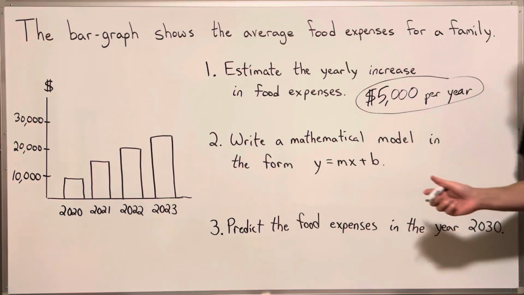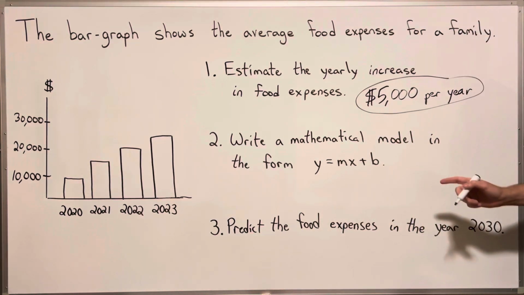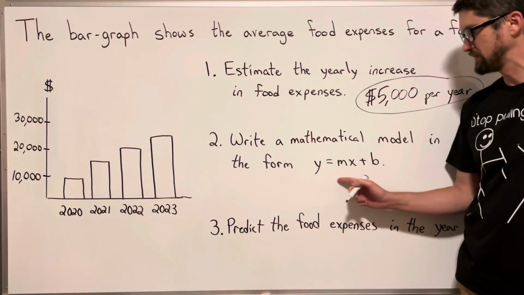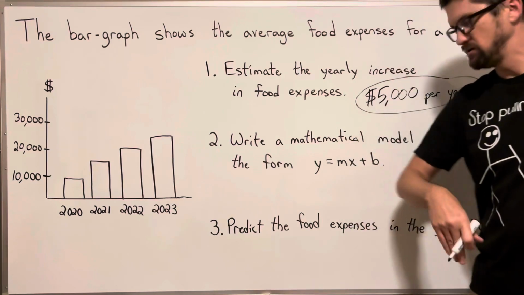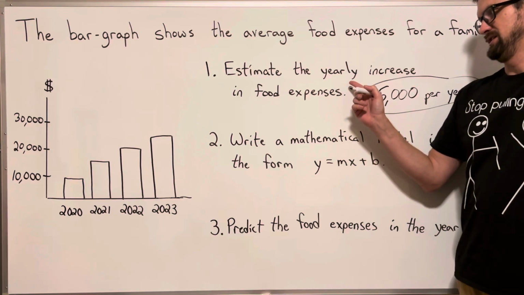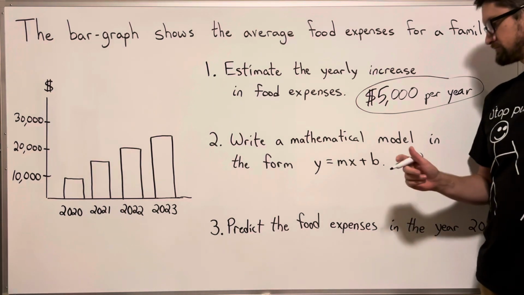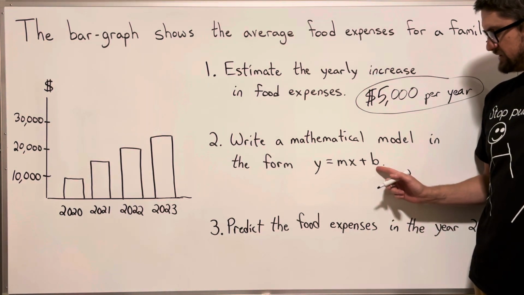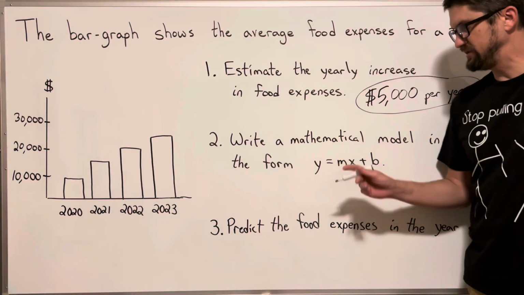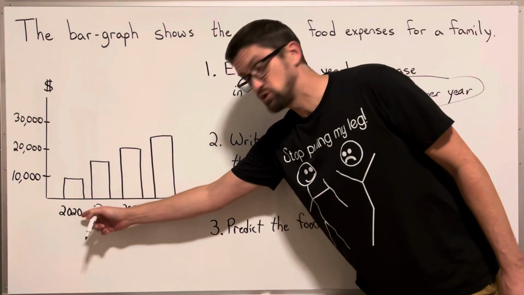Question number 2. Write a mathematical model in the form y equals mx plus b. If you're not familiar with this, this is the slope-intercept form of a straight line. M is the slope. In this case, it's going to be the average yearly increase per year. And then B is going to be like the starting value. X is going to be the number of years that go by starting from 2020.